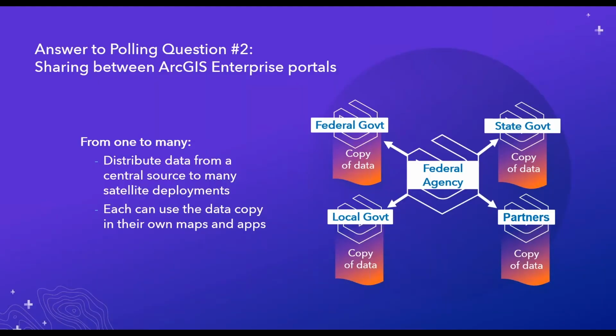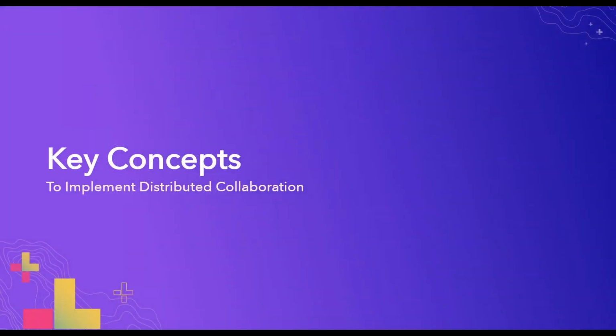And if we advance our slide, we can see here this is just a graphic of what that looks like. So in that question, we were saying, hey, can we set up distributed collaboration with multiple organizations from a centralizing organization. In this case, we have an example federal agency with a distributed collaboration with multiple other organizations, and we're sharing that out to those other organizations. So, all right, next up, we're going to hand it back to Tasha, who's going to talk to us about some key concepts to implement a distributed collaboration.